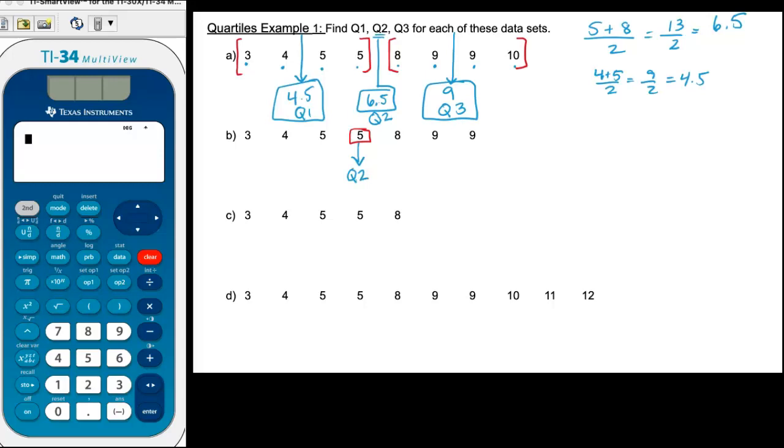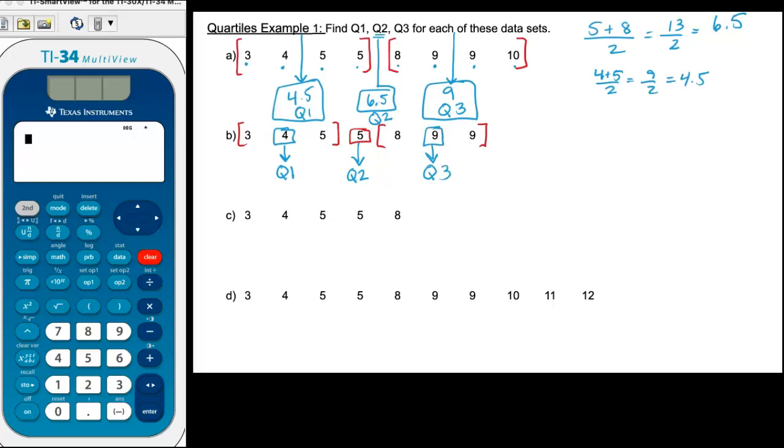Now, just like before, I make my brick walls here. I'm not going to include that number when I find the middle or the median of the lower and upper halves. And so I look at the lower half and the middle is 4. I don't have to do any computations there. That's my Q1. The middle of the upper half is 9. So that's my Q3. All right, so let's look at the next data set.